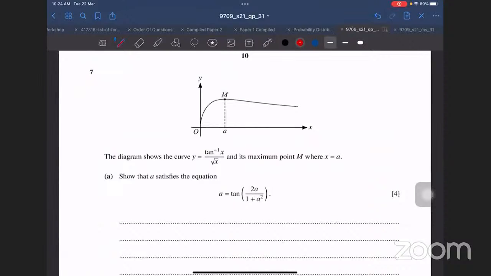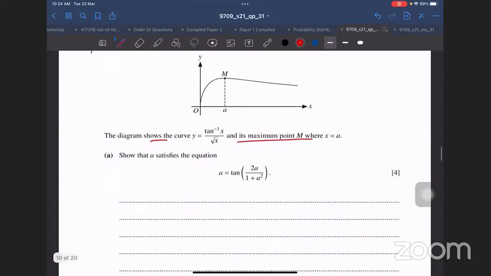This next question looks as if it's going to be about numerical solutions. First, it says the diagram shows the curve and its maximum point M. So I'm asking you to find the maximum point, which means finding dy by dx. Again, the quotient rule applies since I have two expressions dividing each other, tan inverse of x and root of x. The differential of tan inverse of x is 1 over 1 plus x squared, and the differential of root x is 1 over 2 root x.